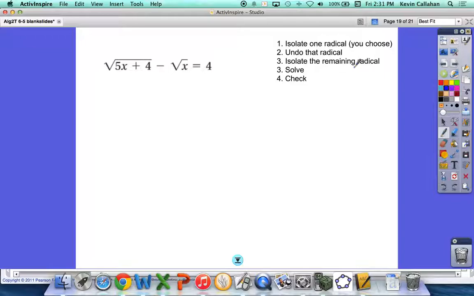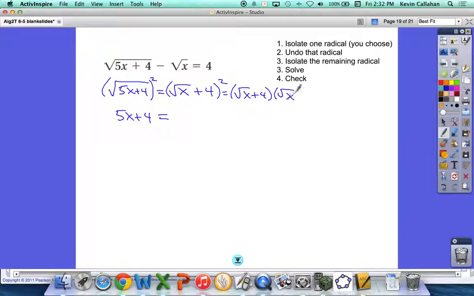Like in this one here, let me add the square root of x to this side. Okay, now let's undo the radical that we just isolated, right? Meaning this one right here, we're going to square it. And when we square this, this one gives us the 5x plus 4. This one is a FOIL. That's going to be the square root of x plus 4 times the square root of x plus 4.